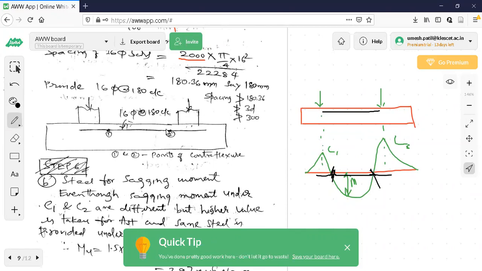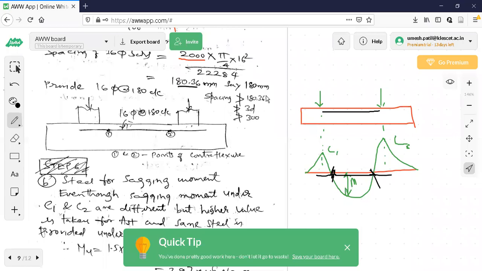Plan of this particular means, when you view from the top, at the top only these bars are there along the width. They are running along the length, but the spacing is along the width. 180 mm is along the width. This is the spacing. Again, you should check, when you see 180, the spacing should not be more than whatever value is calculated.